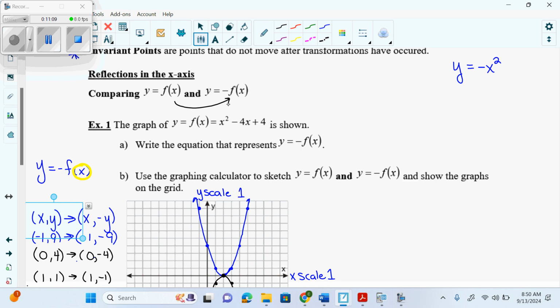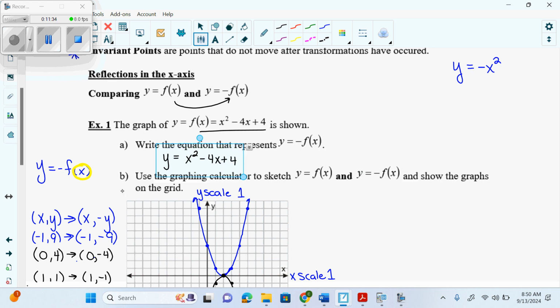So this original, if it was f of x, I would be done. But they're telling me the original is actually f of x equals x squared minus 4x plus 4. Do you see that? So if I have a reflection in the x-axis, it has to apply itself to the y. So we have y equals x squared minus 4x plus 4.